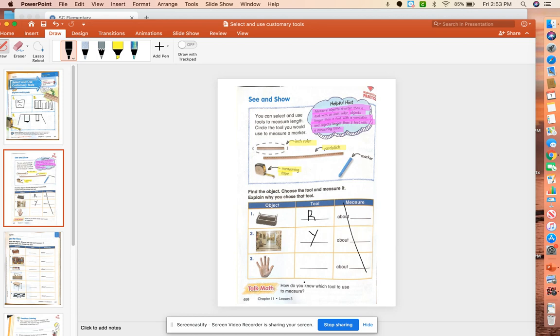How about your hand? If you were measuring your hand, what tool would you use? Would you need to use a tape measure? I don't think so. So we're just going to put an R for a ruler. If you want to go ahead and measure your hand, you can do that because I know you all have a ruler. I'm going to tell you what mine measures. Mine is from my wrist to the top of my tallest middle finger. It is 8 inches. I have big hands.